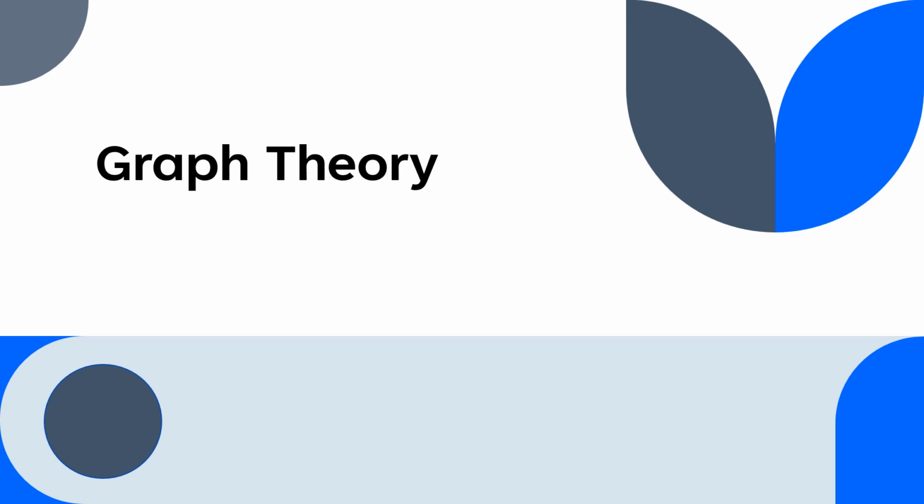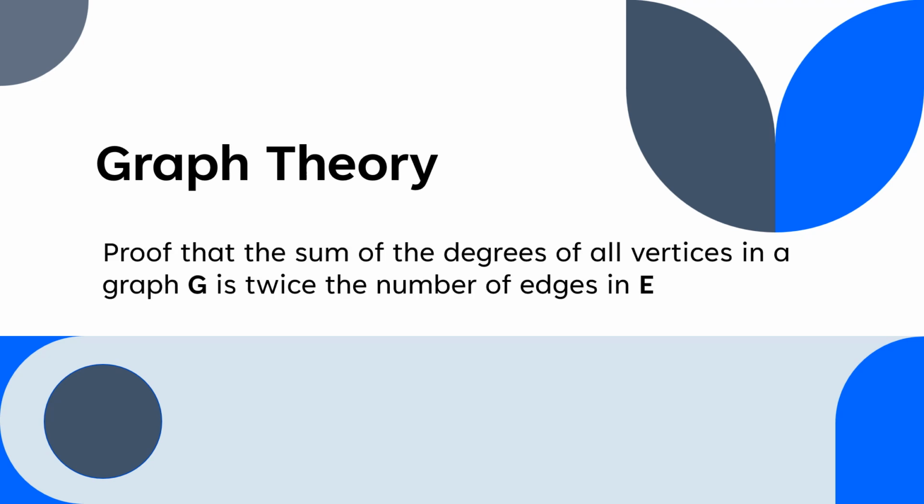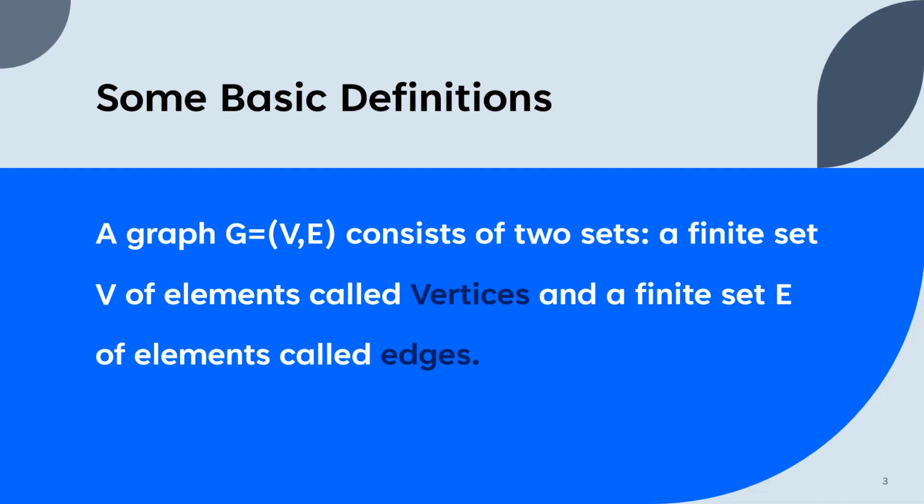Hello guys, this video will give you an overview of graph theory, and we will be proving that the sum of degrees of all vertices in a graph G is twice the number of edges in E, with examples. So here let us discuss some basic definitions based on graph theory.